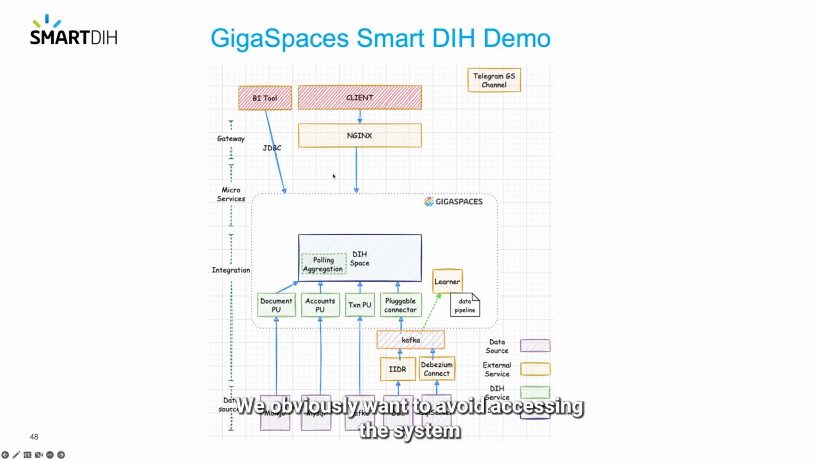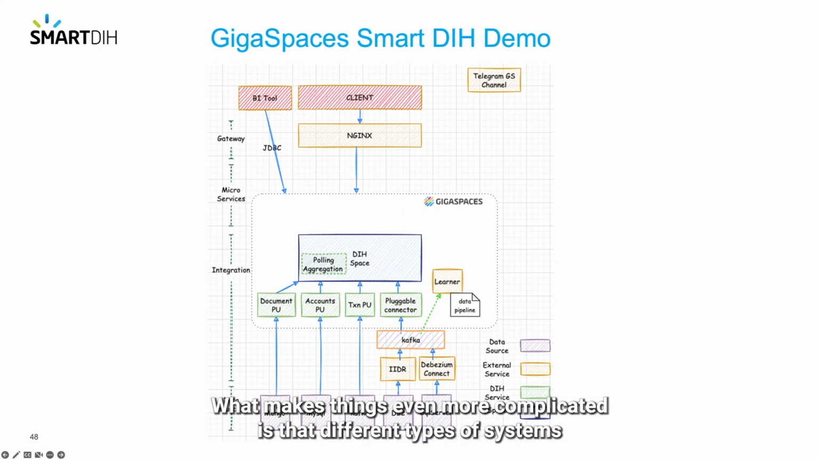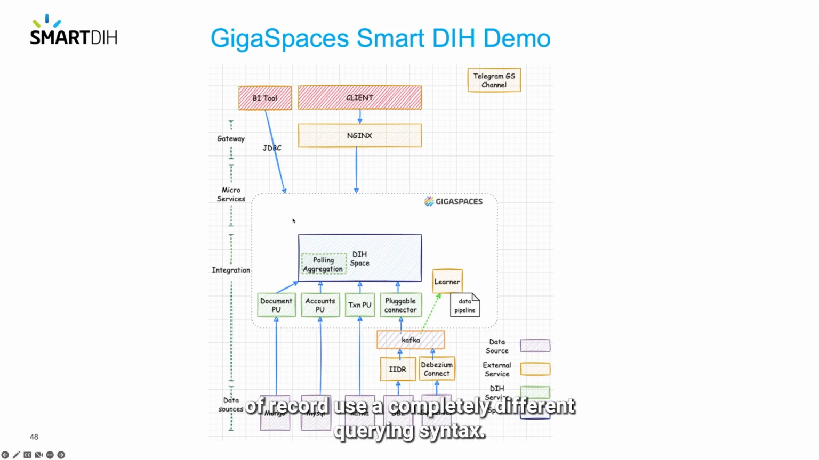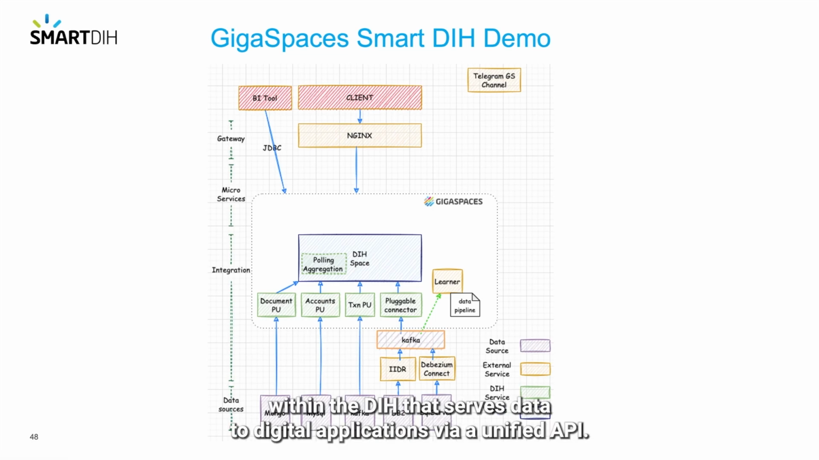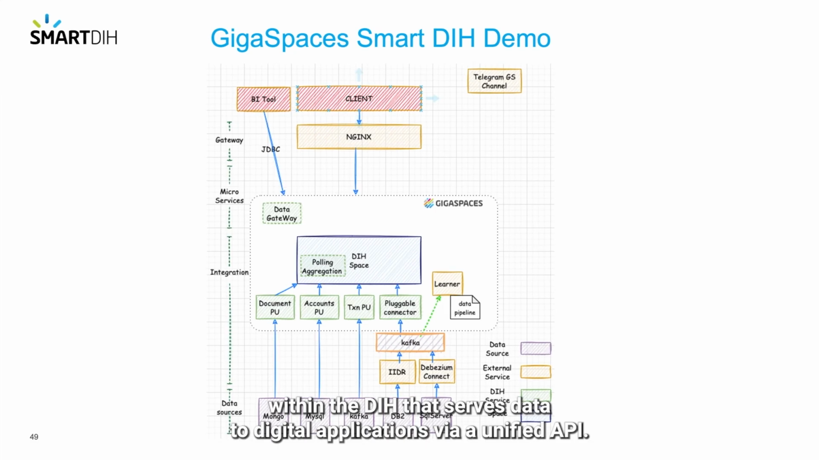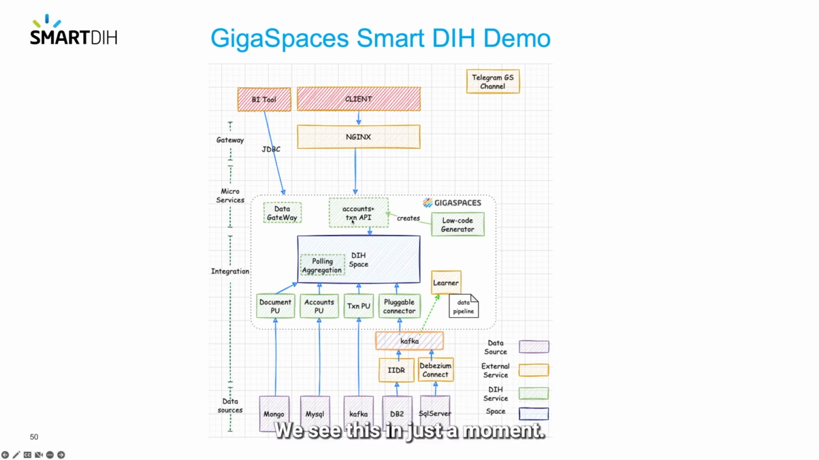We obviously want to avoid accessing the system of records directly because they have high latency. What makes things even more complicated is that different types of systems of record use a completely different querying syntax. To avoid this, Gigaspaces offers an internal microservices layer within the DIH that serves data to digital applications via a unified API. Alternatively, we can also query the data directory using SQL APIs. We see this in just a moment.